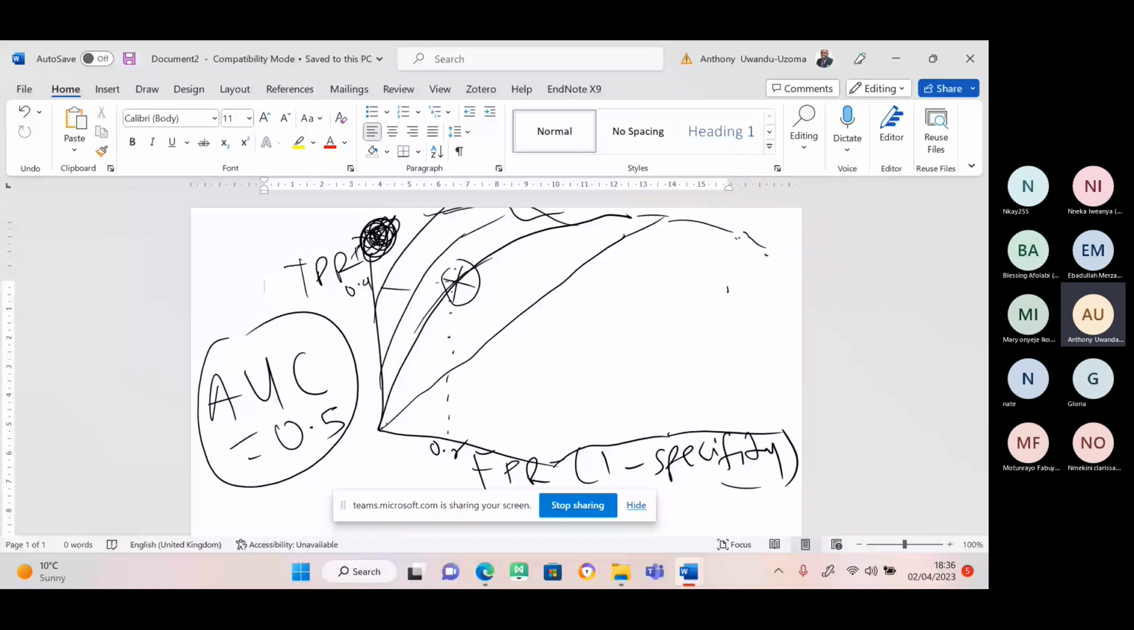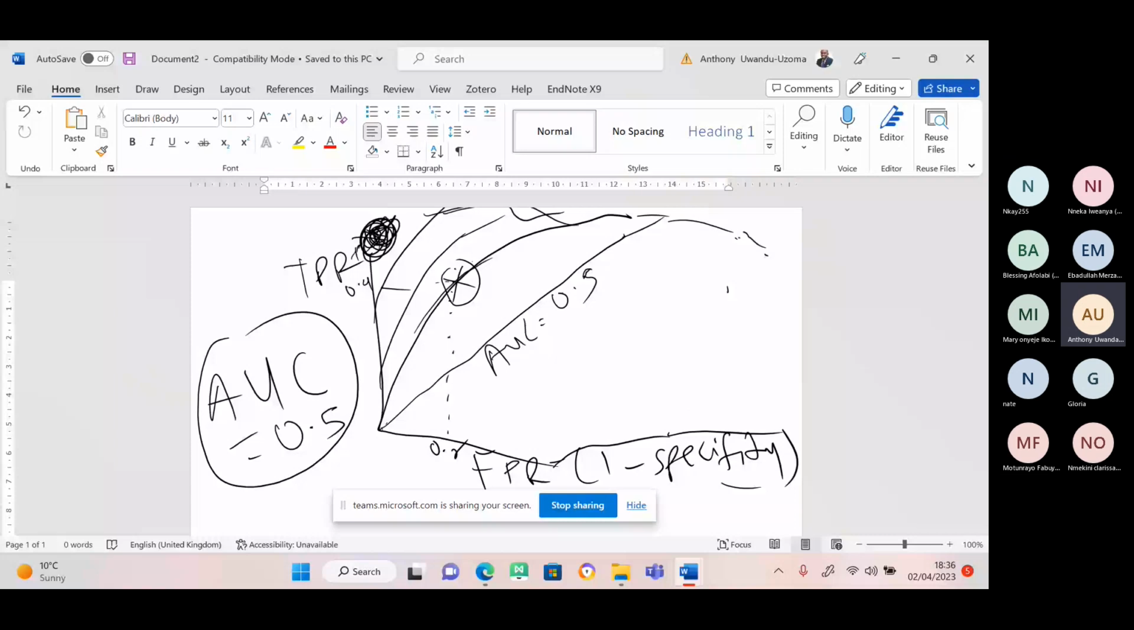So by implication, let's say this line here, the AUC value is 0.5. That's where the test doesn't make sense. The test kit doesn't make sense.